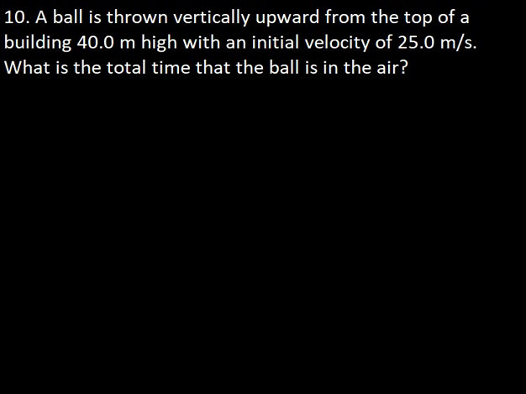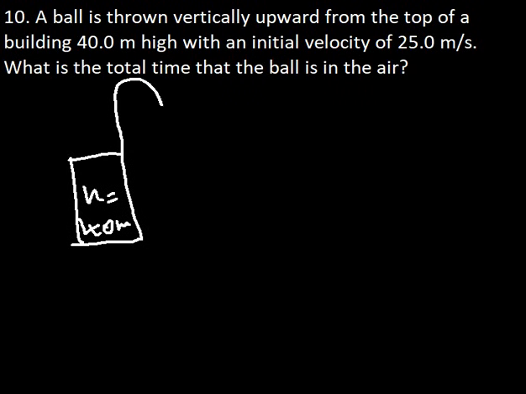So let's consider this kind of a case. A ball is thrown vertically upward from the top of a building 40 meters high. So this is now another case. We have the height of the building, which is 40 meters, and the ball has been thrown up. The initial velocity is given as 25 meters per second. And now the question says: what is the total time that the ball is in the air?